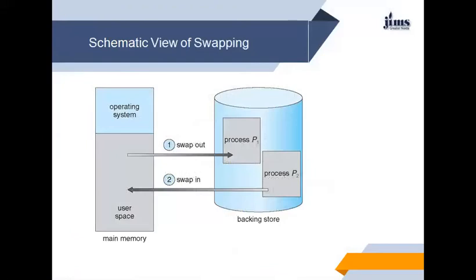Here we can see diagrammatically, pictorially, how this works. A process P1 is having some input output work, or it is a low priority process. So this process is swapped out from main memory to the disk, and a process P2 which has higher priority is swapped in from the backing store, or the disk, to the main memory, to the user space. So this is called swapping: we are swapping memory from main memory to the disk and from the disk to the main memory.